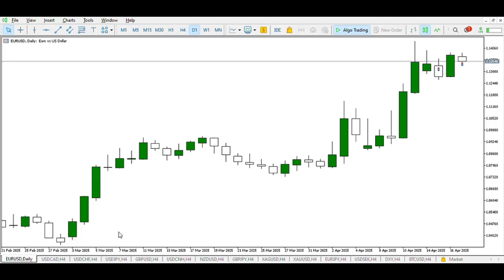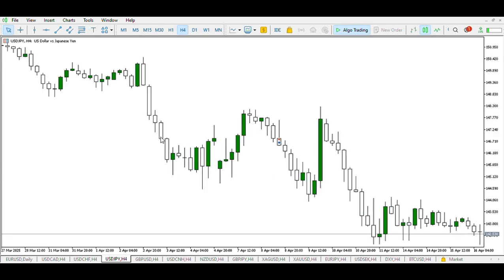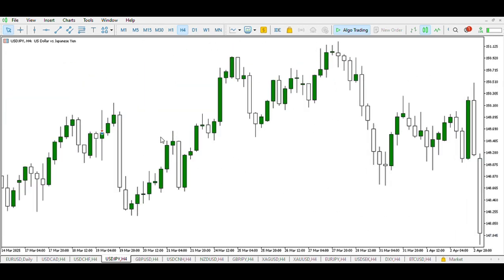The purpose of this tutorial is to show us how to do the top-down analysis using the market structure, demand and supply zones, liquidity zones in conjunction with candlestick patterns.